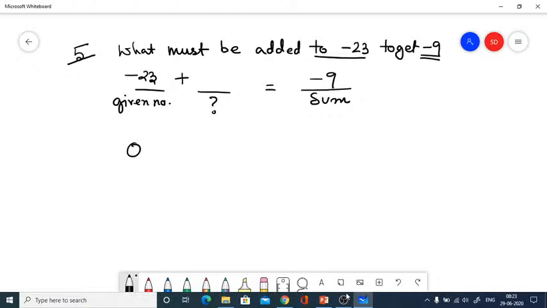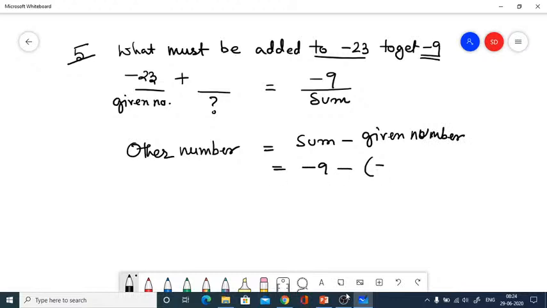Same formula. Other number is equal to sum minus given number, which is equal to minus 9 minus of minus 23. So minus 9 plus 23, which will be equal to 14. Plus or minus? Plus, because the higher number is positive. So this is the answer.